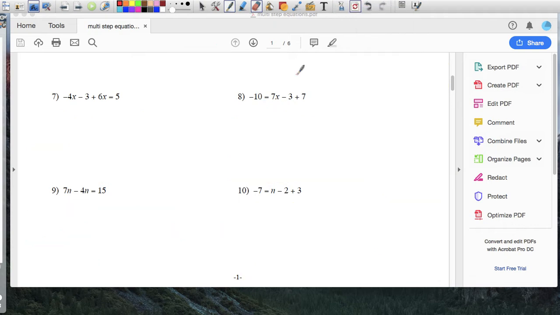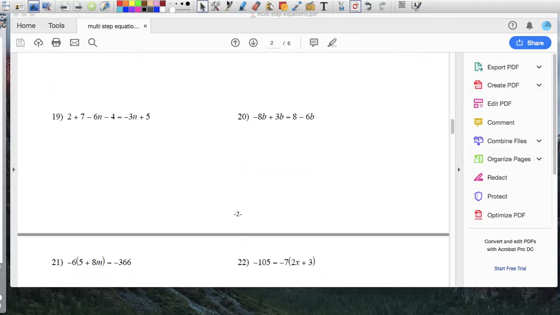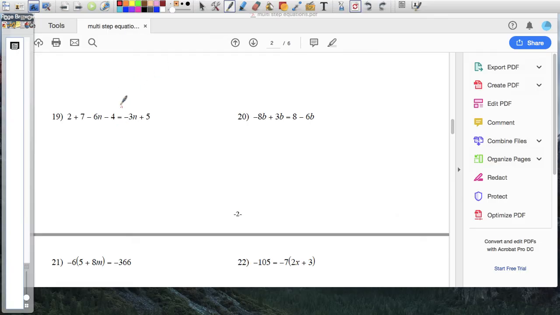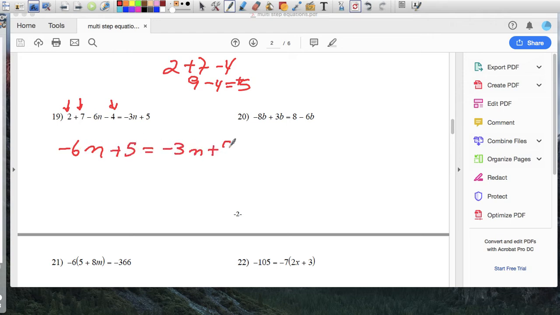Next one is number 19. Again, there's no distributive property, but they're definitely combining like terms. I can combine 2 with a 7 and then negative 4, right? So I get negative 6n. And if I combine 2 plus 7 minus 4, 2 and 7 is 9, minus 4 equals 5. So I get positive 5. Negative 6n plus 5 equals negative 3n plus 5 on the other side. No story yet. We can combine like terms.